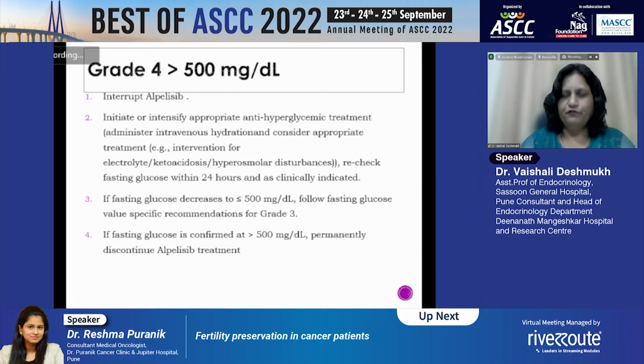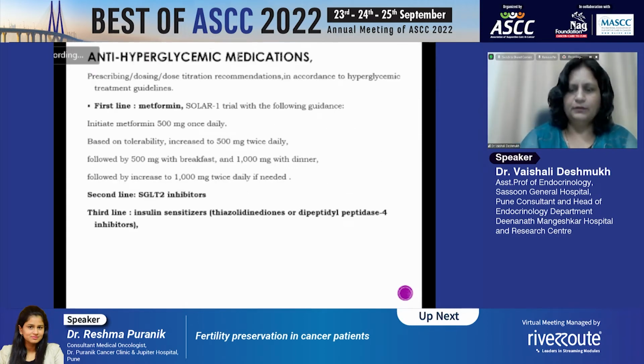If there is grade 4 hyperglycemia, that is more than 500 milligram per deciliter, definitely there is a need for interruption and intensification of drugs for diabetes treatment along with insulin, along with fluids. And within 24 hours, there should be a reduction. As soon as the fasting plasma glucose goes below 500, the recommendations for grade 3 should be followed. And if the fasting plasma remains high or the patient lands up with complications, then the drug needs to be discontinued permanently.